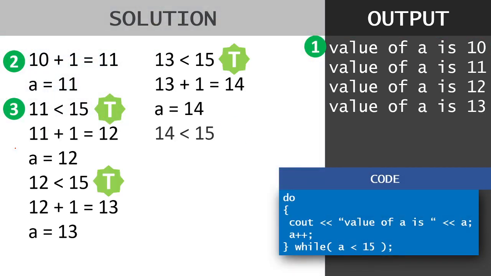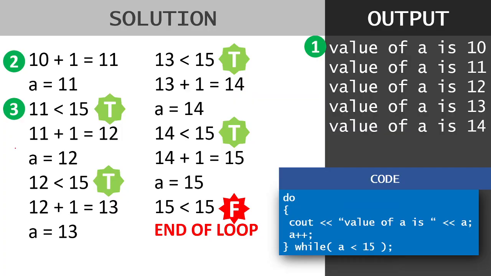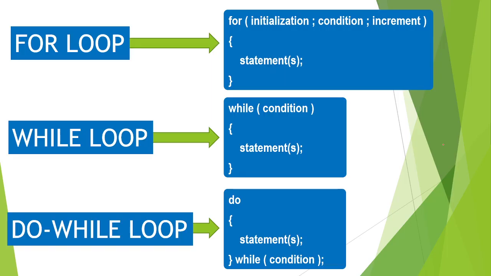So mag-false lang po siya if the number would be 15 because 15 again is not less than 15, unless we put an equal sign here. So pag may equal sign yan, magiging true. That will not be the end of the loop. So lalabas ang value of A is 15 dyan. Okay, if that is the condition, if A is less than or equal to 15, kung ganun lang siya. But since it is less than 15, 15 is not less than 15, so the condition will be false.